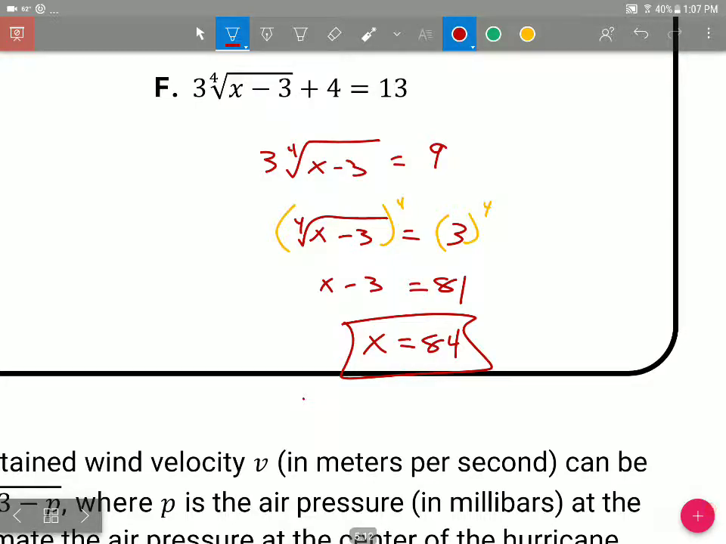Good with that one. Okay, so you divide it by 3 on both sides. And then you do the 4 over. Raise it to the 4th, right? But I'm confused with the 9. This 9? Right, so we subtracted the 4 over. 13 minus 4 is 9.